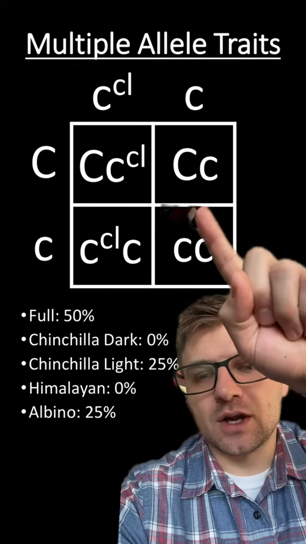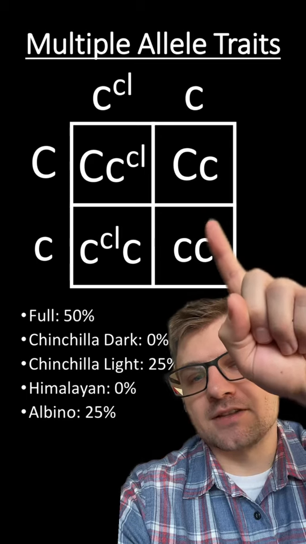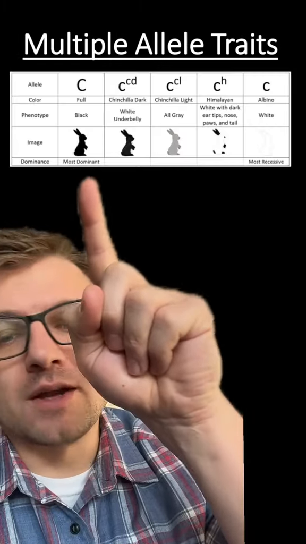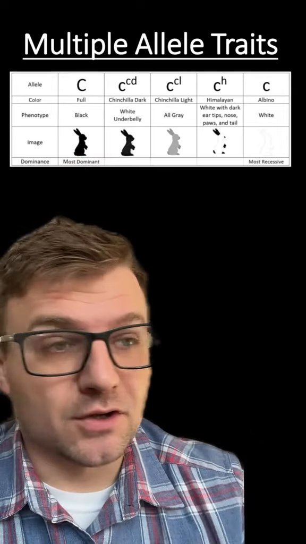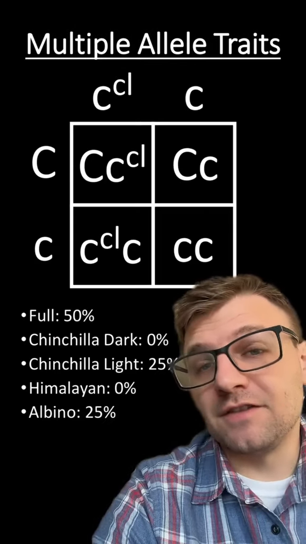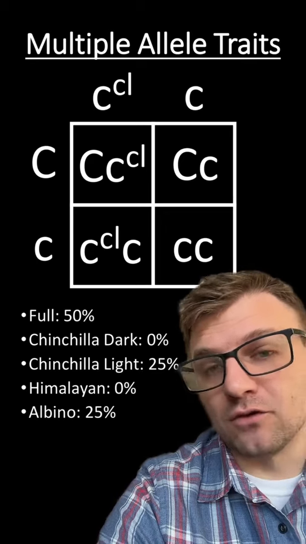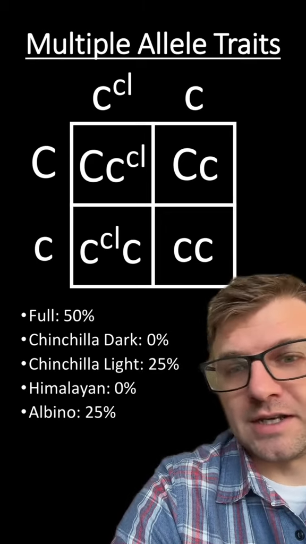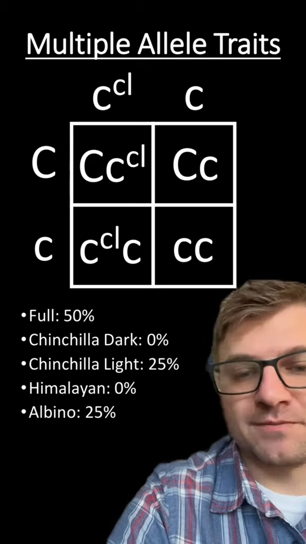So these top two are going to produce the full black color since that big C is in their genotype. Remember, as long as they have one big C in their genotype, it's going to be full black. So that means 50% of the offspring will have that full black fur. There won't be any chinchilla dark phenotypes because we didn't start out with any chinchilla dark phenotypes.